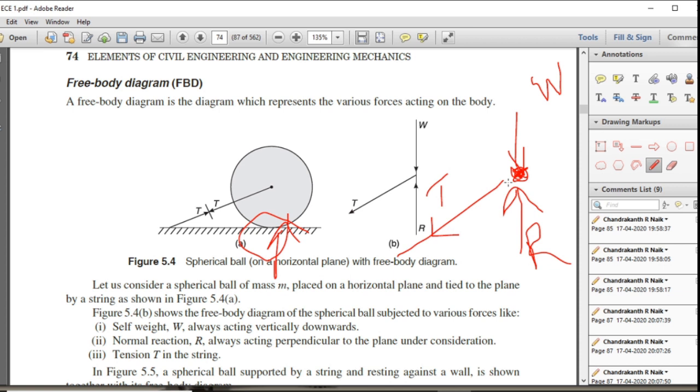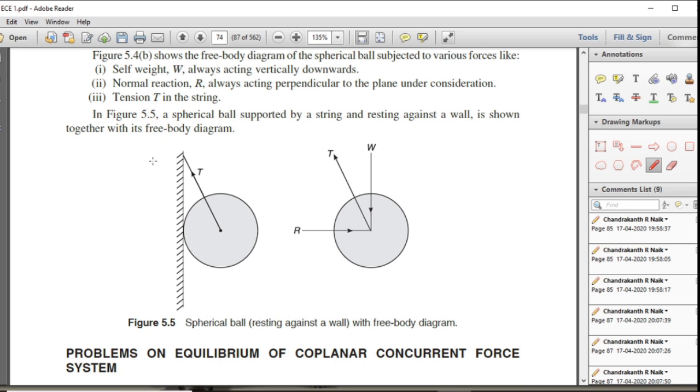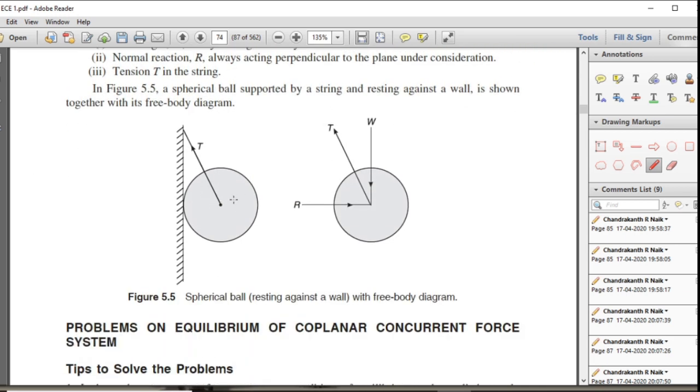For this type of problem we can apply Lami's theorem and find T. If W is given, we can find T and R. If R is given, we can find T and W. Likewise. Now let us consider another example. Same type of example: the spherical ball is there.